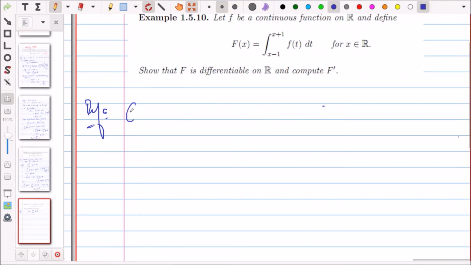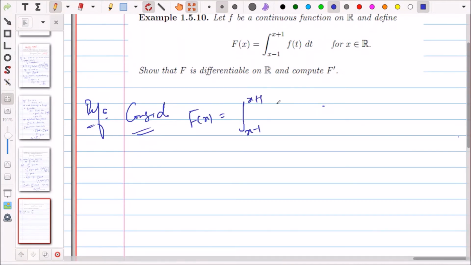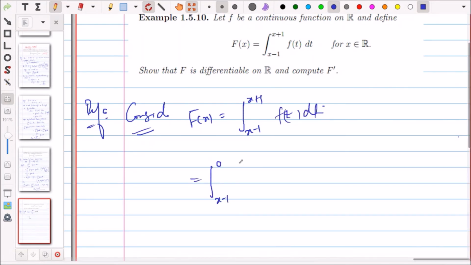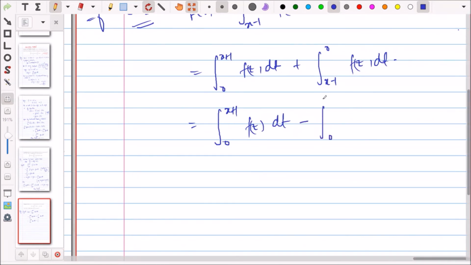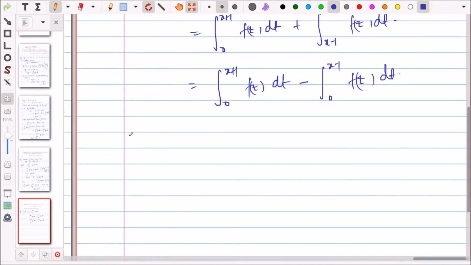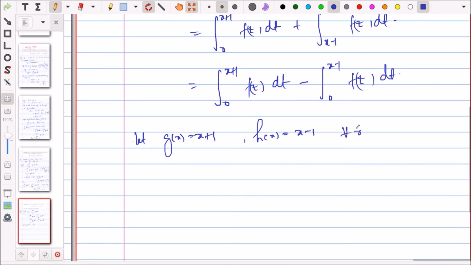To show it is differentiable, consider F(x) equal to the integral from x minus 1 to x plus 1 of f(t) dt, which can be written as the integral from x minus 1 to 0 plus 0 to x plus 1 of f(t) dt, which is nothing but the integral from 0 to x plus 1 of f(t) dt minus the integral from 0 to x minus 1 of f(t) dt. Okay, now what will we do? We will treat these as functions. So define g(x) equal to x plus 1 and h(x) equal to x minus 1 for all x in R.